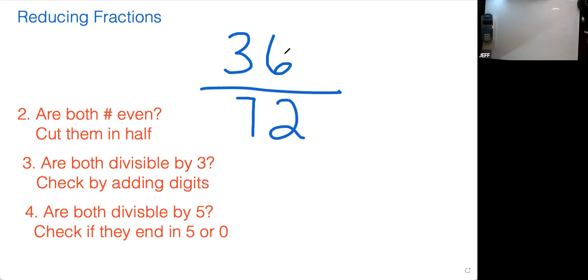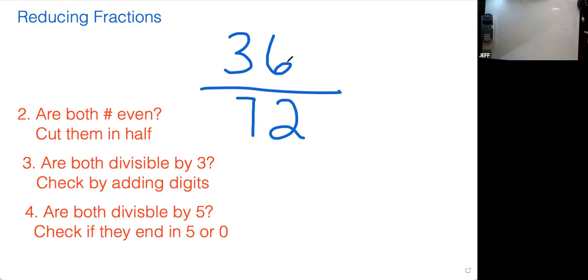So do the digits end in 0, 2, 4, 6, or 8? If we do that, if they're both even, we can at least cut them in half. Even if they're big fractions like this, we could figure out that we could at least cut those in half. And if they're still even, keep cutting them in half, keep cutting them in half. So anyway, that's the first thing we do.